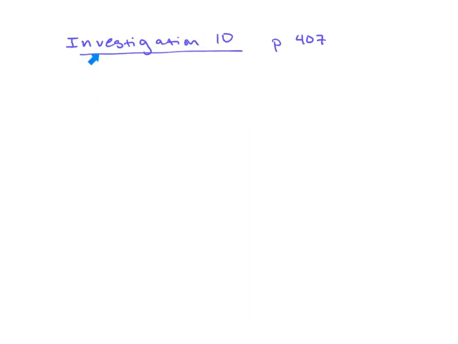Last part of the lesson you'll get is investigation 10 on page 407. Basically, you've got this matrix B, or this matrix C or D, or I think there's A, B, C, and E. It gives you a matrix, and then it asks you, can you please raise that to the 2nd power, and then the 3rd power, and then the 50th power, or whatever.